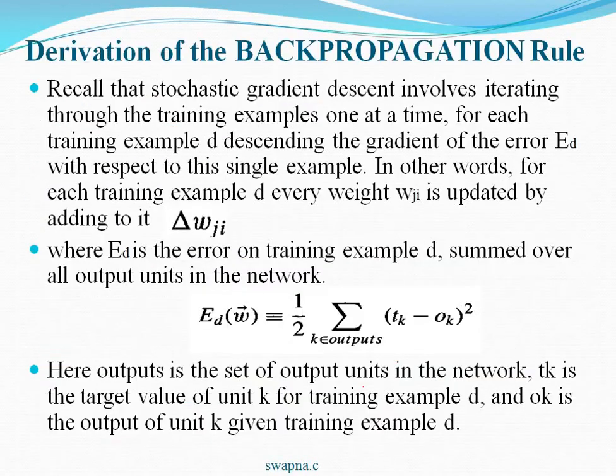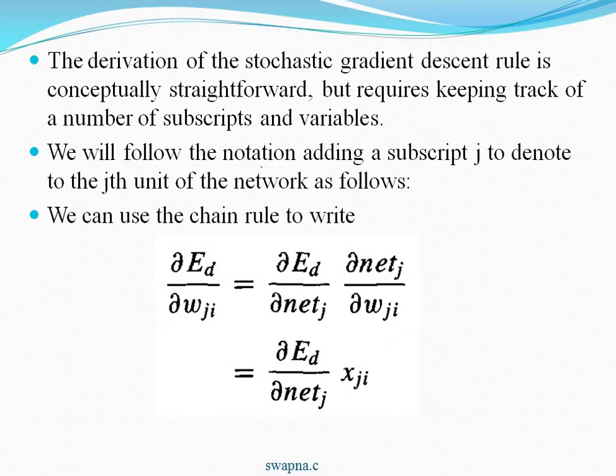Here we are finding the derivation of that one. This is our formula, the normal error formula for gradient descent. The stochastic approach of gradient descent is the summation over all the outputs of the difference between the target output and whatever output we got. Here we are applying the chain rule to find that.